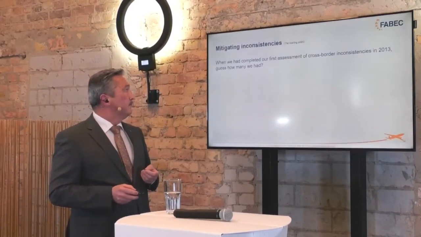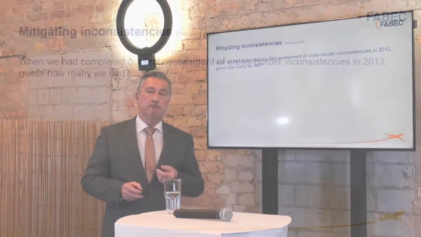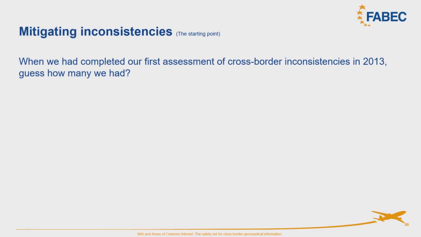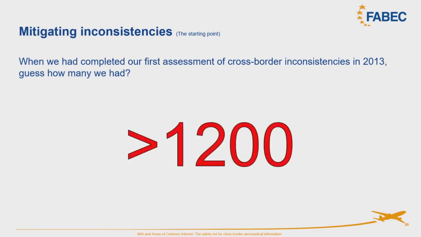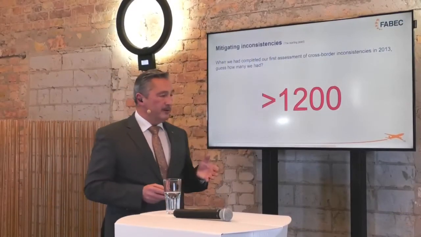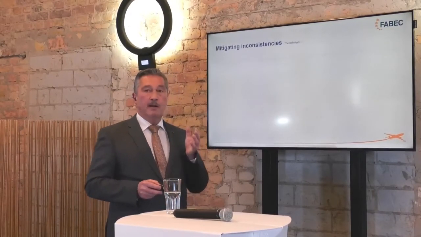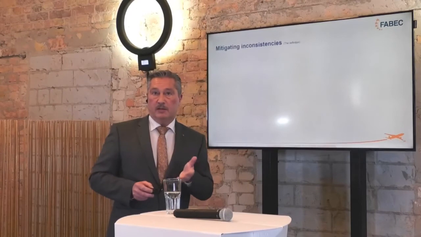Okay. When we had completed our first assessment of inconsistencies in 2013, guess how many we had? Make a good guess. It was more than 1,200, more than 1,200 inconsistencies. And we were quite shocked by this. And in order to clean up the mess, we had a good look, and we thought the first thing that we should have is definitions of inconsistencies in this context.